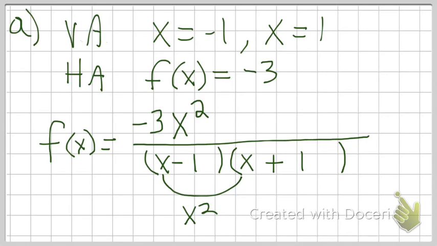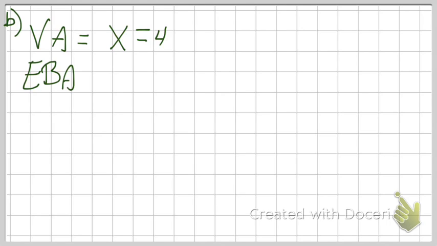Now, do you want me to do the two part B's as well? Okay. Alright, the first part B, we wanted a vertical asymptote at x equals 4. And we wanted a horizontal asymptote, or an EBA, if you prefer, at f of x equals 2.